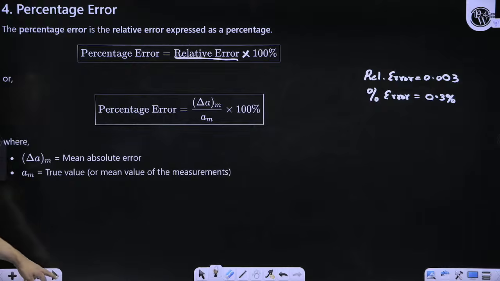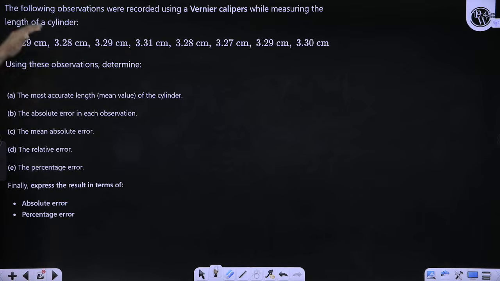Okay, so now, yeah, this example we will try to deal with all of it. So how many observations are there here? 1, 2, 3, 4, 5, 6, 7, 8. There are 8 observations, right?